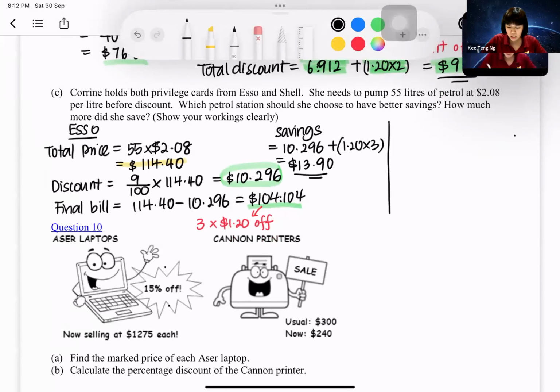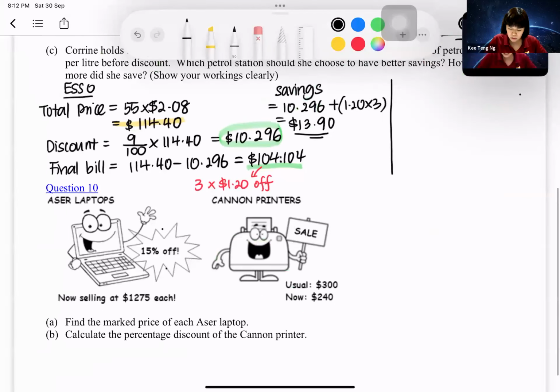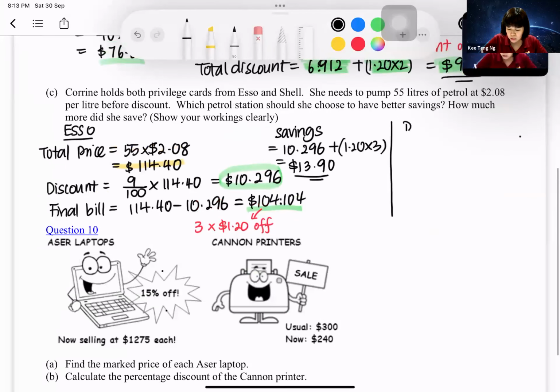First, our total price was 114.40. We're going to use this. We're going to find 10% off first. So 10% of the discount. Right, so the discount was 10% of 114.40.